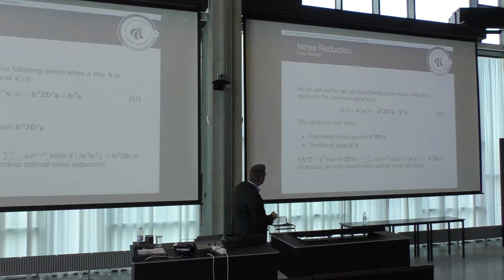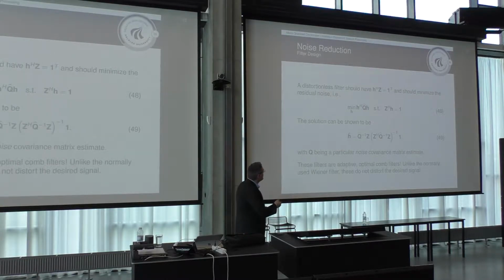Then, while having this kind of constraint here, we would also like the output power of the part that corresponds to the noise to be minimized. So that's the filter coefficient, Hermitian transpose times Q times h, where Q is the noise covariance matrix. And if we minimize this while we have this constraint, we actually have optimal distortionless noise reduction.